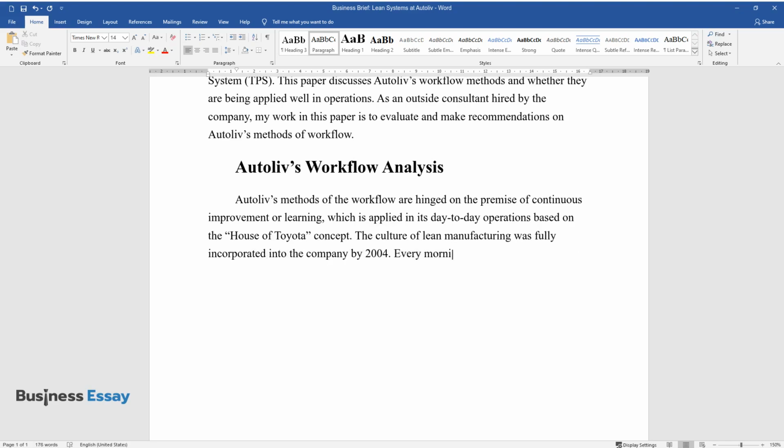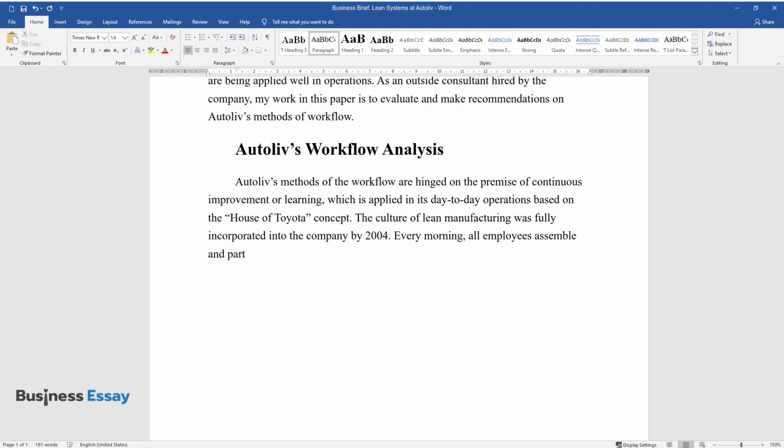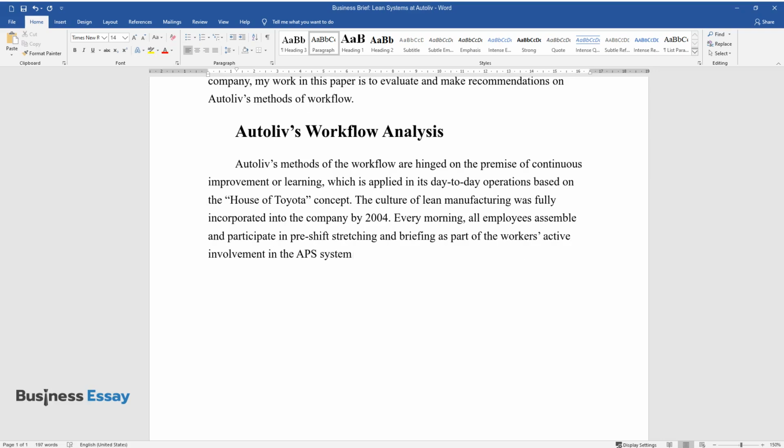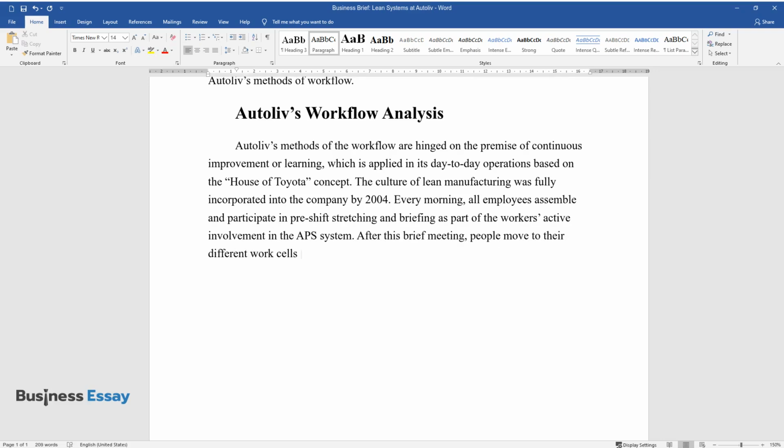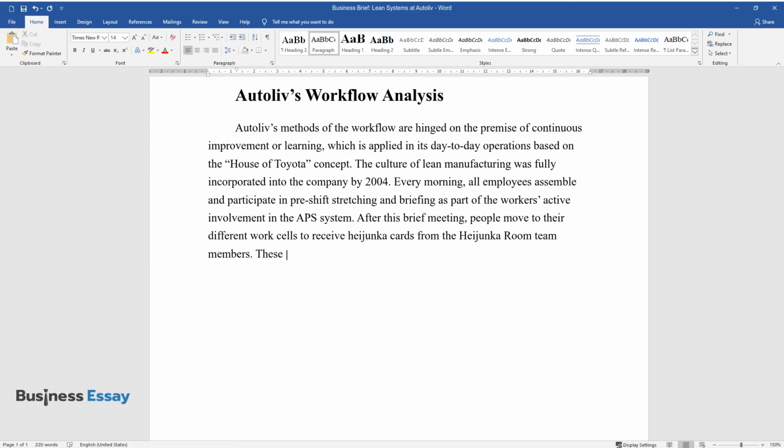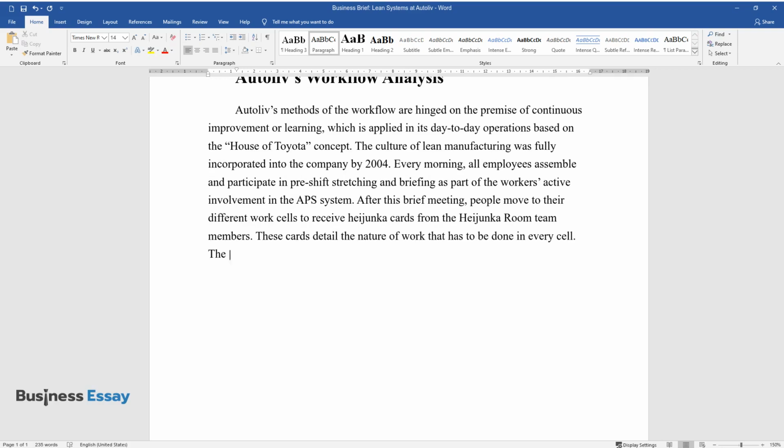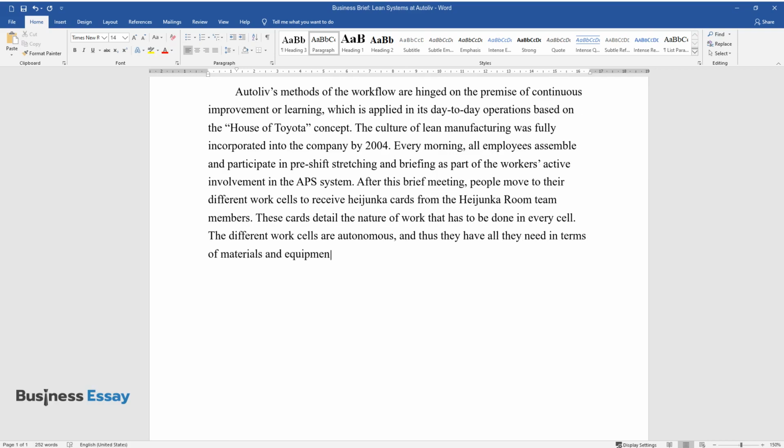Every morning, all employees assemble and participate in pre-shift stretching and briefing as part of the workers' active involvement in the APS system. After this brief meeting, people move to their different work cells to receive Hijunka cards from the Hijunka room team members. These cards detail the nature of work that has to be done in every cell. The different work cells are autonomous, and thus they have all they need in terms of materials and equipment, which are constantly supplied using the Kanban card system.